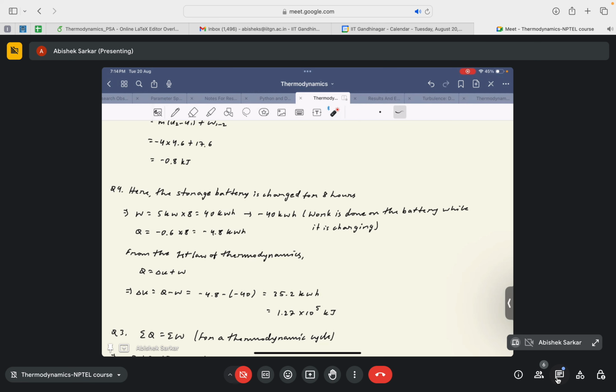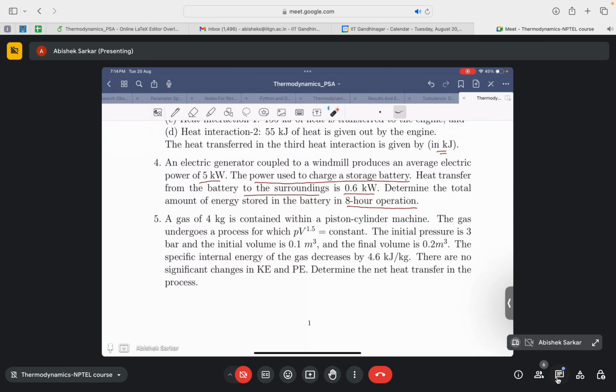So let's go to the next question. Question number 5. A gas of 4 kg is contained within a piston cylinder machine. The gas undergoes a process for which PV to the power 1.5 is constant. The initial pressure is 3 bar and the initial volume is 0.1 meter cube. The final volume is 0.2 meter cube. The internal energy of the gas decreases by 4.6 kilojoule per kg. There are no significant changes in kinetic energy or potential energy. Determine the net heat transfer in the process.